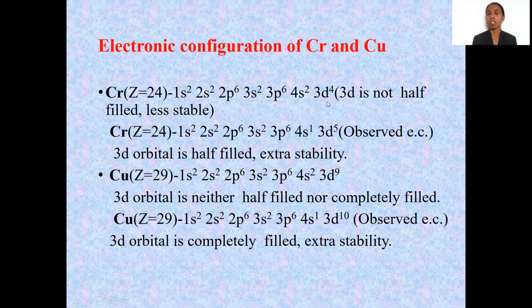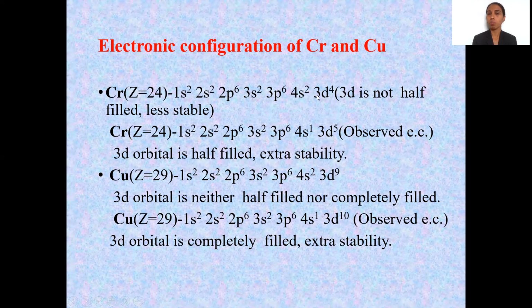But for the 3d orbital, if we consider the d subshell, which means 5 orbitals, completely filled means 3d10, when there are 10 electrons, and half filled means 5 electrons. So when 5 electrons are present in a d orbital, it is more stable than the 3d4 condition. Okay, so the 3d orbital is now half filled, which has extra stability.